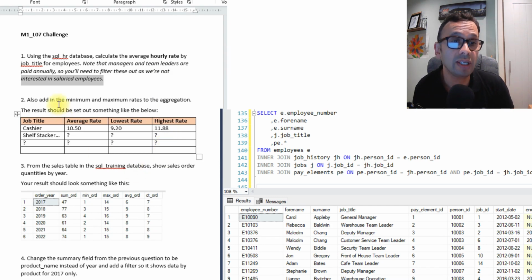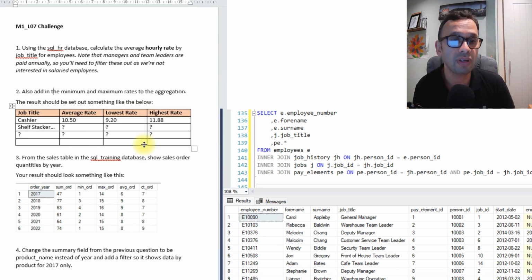So number 2 is to take the result from number 1 and add some fields. So what you should end up with is job title column, then average rate, lowest rate, highest rate. Number 3 is from your sales table in the SQL training database. Show sales order quantities by year. So by quantities I mean your sum, your min, your max, your average and your count. So your results should look something like this. So order year column and then those aggregated columns.